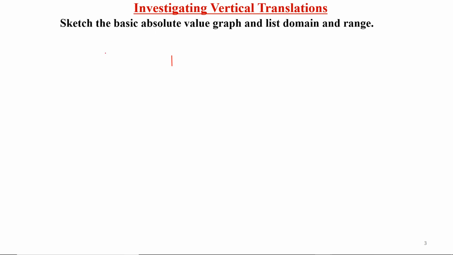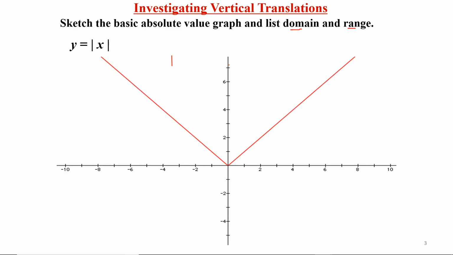Let us investigate the vertical translations. We need to sketch the basic absolute value graph and list the domain and range. This is y equal to the modulus sign, so this is absolute value. We know how to make the graph of y equal to mod x. Now the domain will be all the real numbers. You can put any real number. And the range will not go to any negative values, so y is always greater than or equal to 0. You see this in the graph also.